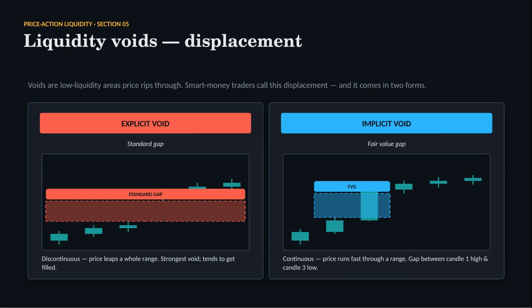Now the opposite of a pool, the void. A liquidity void is a zone with almost no resting orders, and it usually forms during displacement. A fast, aggressive move that rips through price so quickly it leaves a gap behind. The fair value gap is the classic example. 3 candles, where the middle one moves so hard it leaves an untouched area. Price tends to come back and rebalance those voids later because the market wants to trade where it skipped. A standard gap is similar, but from a session break rather than pure aggression. Either way, voids get revisited.